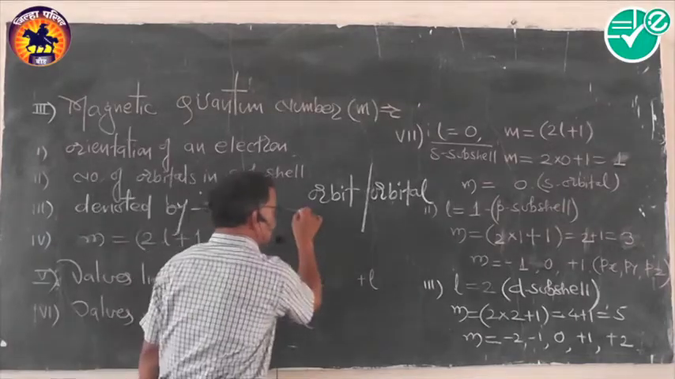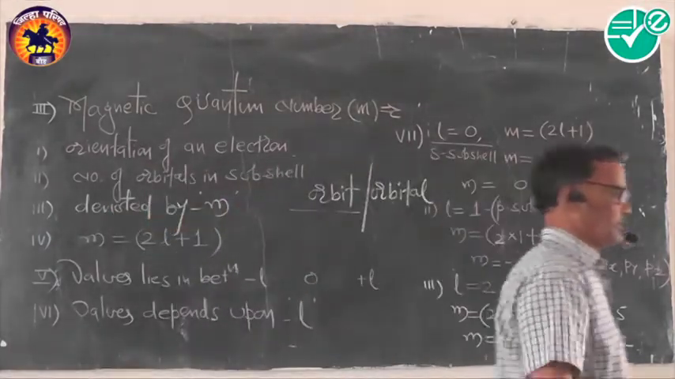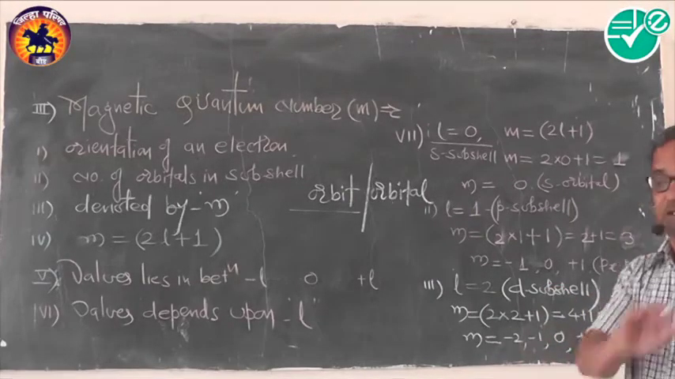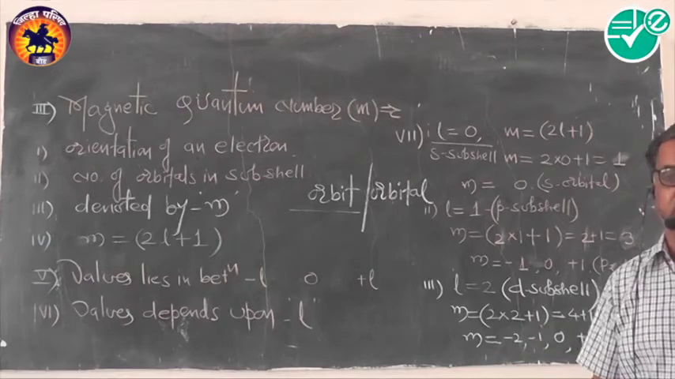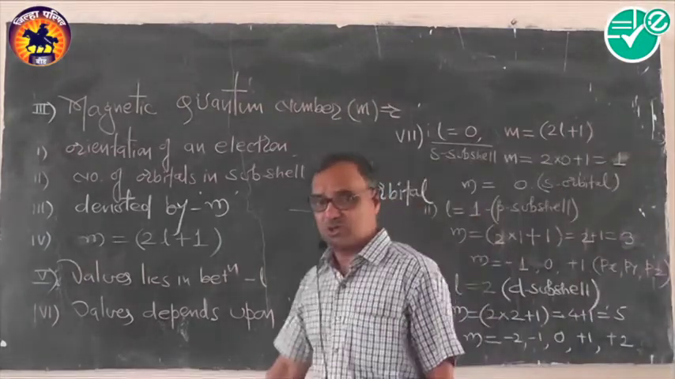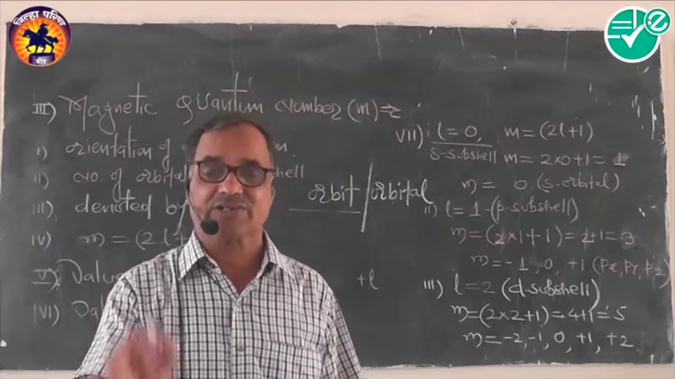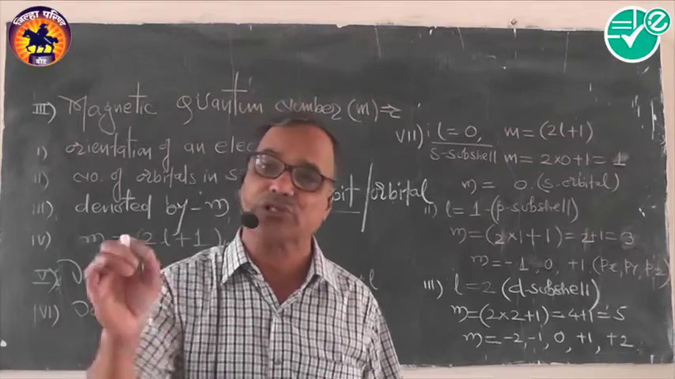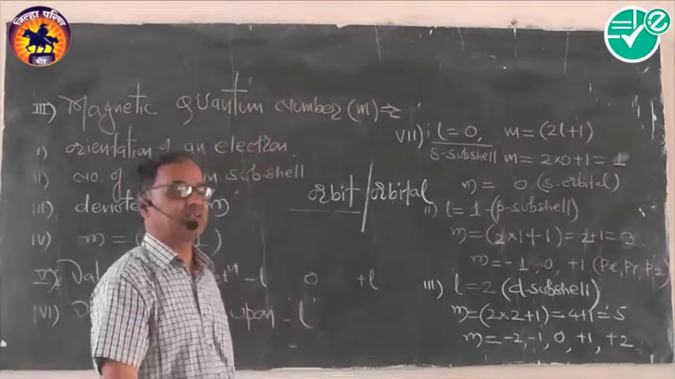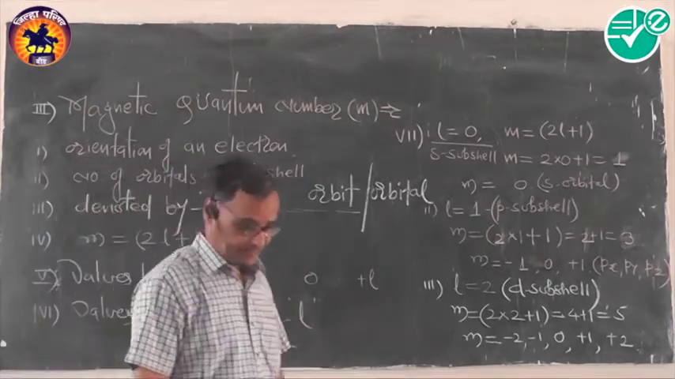An orbit is the fixed circular path around the nucleus in which an electron revolves. So an orbit is the fixed, constant circular path around the nucleus of an atom in which an electron revolves. So what is an orbital?